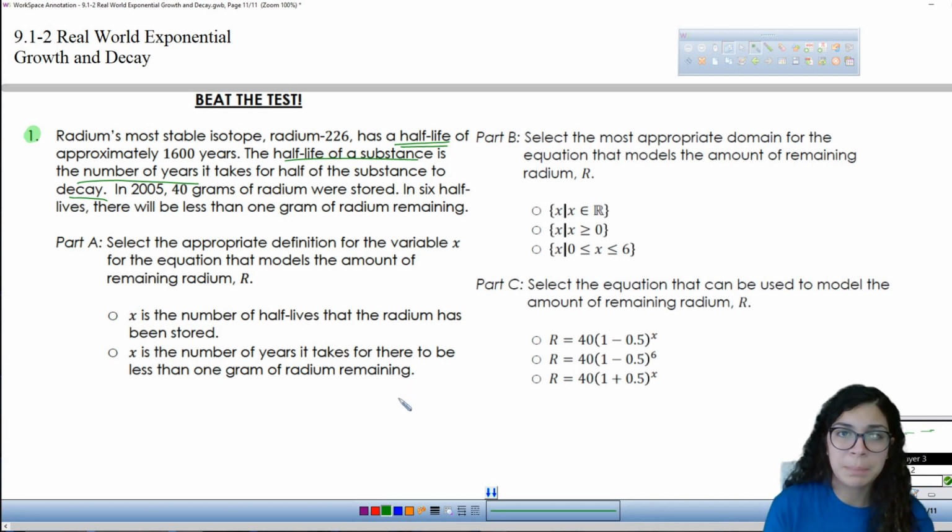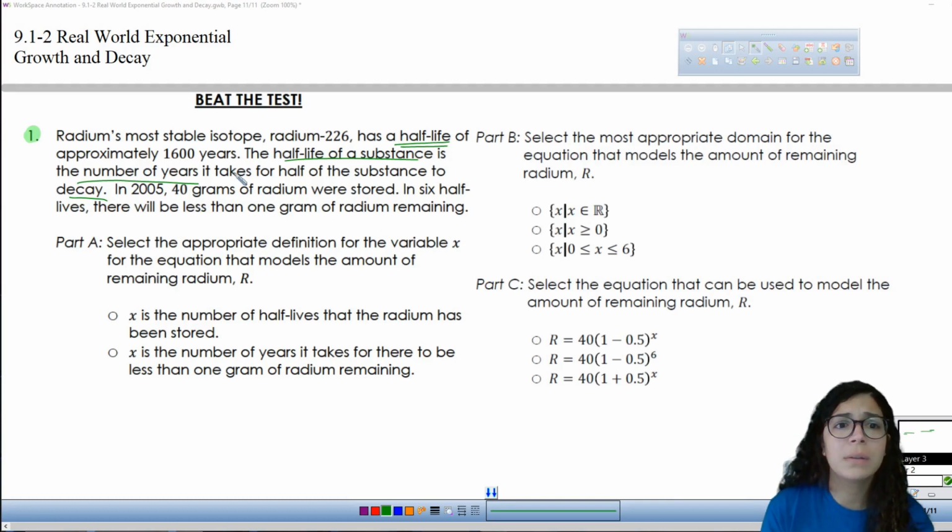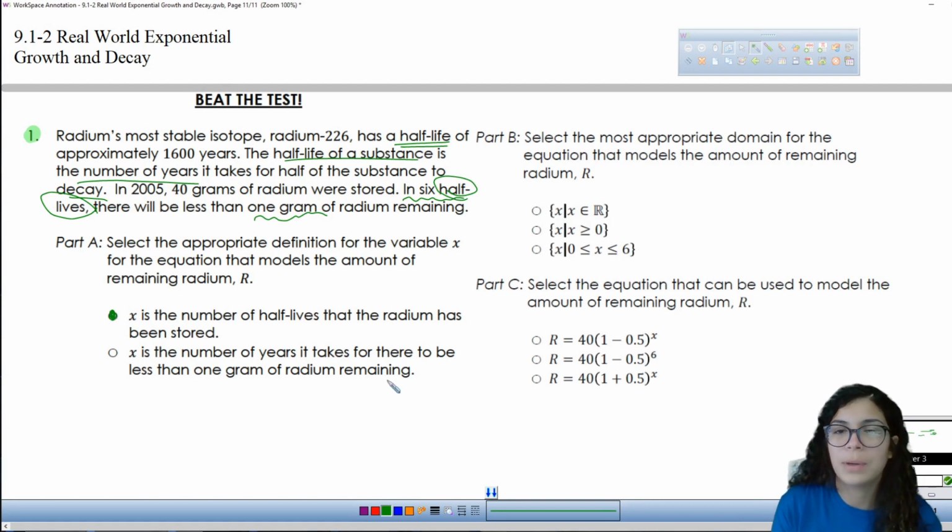So in this problem, notice that they said that this question is looking at how many half-lives have passed. So the input x is the number of half-lives that have been stored. Notice it said in 6 half-lives there will be less. So this is the input and then this is the output. So the input is measured in half-lives. How many half-lives have passed? So for part A, it is the top one here.